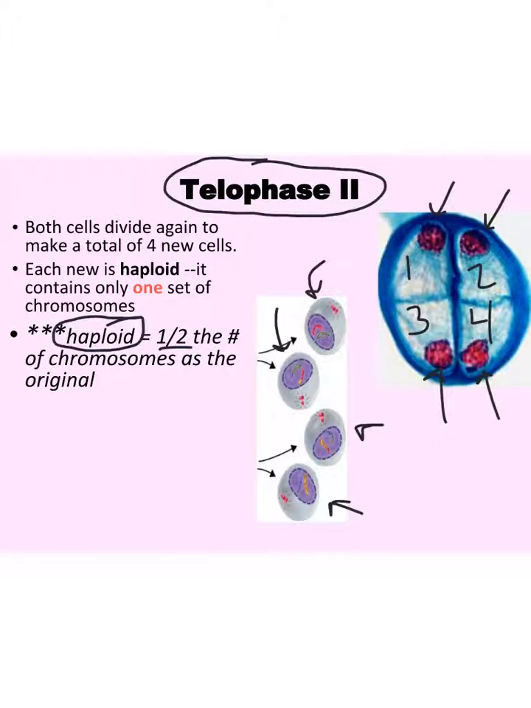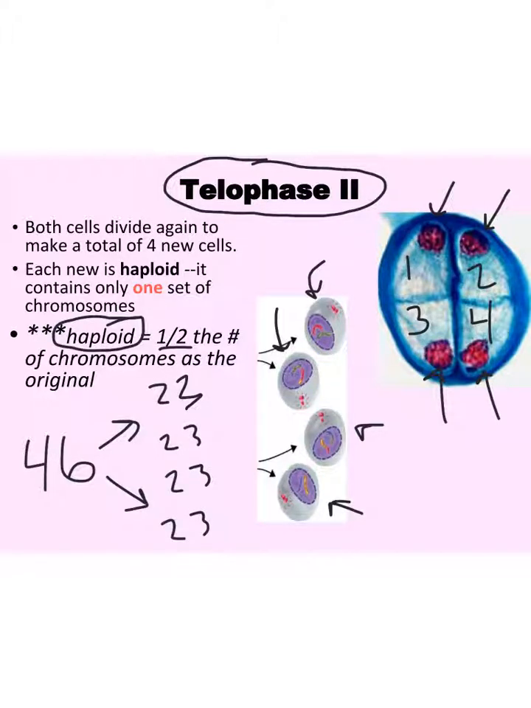So basically, in humans, we start with a cell with 46 chromosomes, and at the end of meiosis, we're going to get 4 cells, each with 23 chromosomes. In case we didn't know, 23 is half of 46, and that's what's called being haploid.